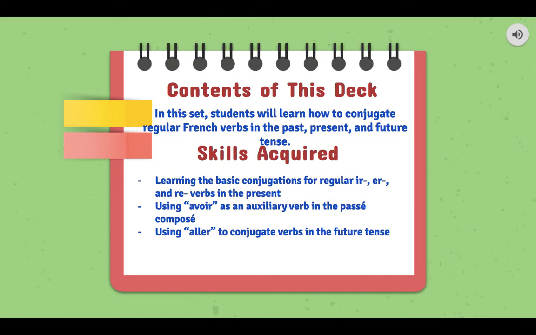In this lesson, students will learn how to conjugate regular French verbs in the past, present, and future tense. The skills acquired will be learning the basic conjugations for regular IR, ER, and RE verbs in the present, using avoir as an auxiliary verb in the passé composé, and using aller to conjugate verbs in the future tense.